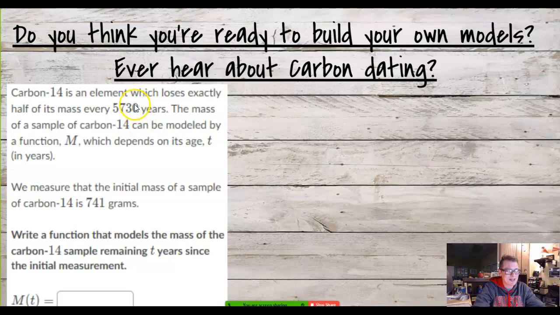You switched a couple numbers and changed one of them. Sorry, Elle, I saw you reach for your notes. It's 5,730. Now, what's crazy, and the reason we use carbon, is it's exact. It's exactly half, like, exactly half. That's what's crazy.